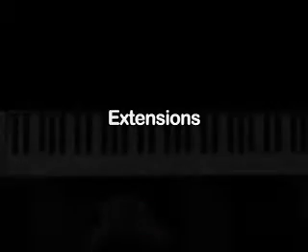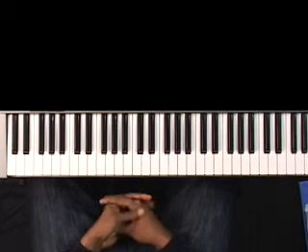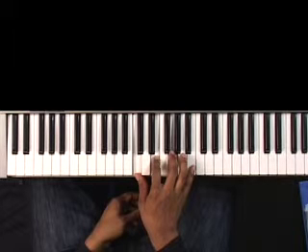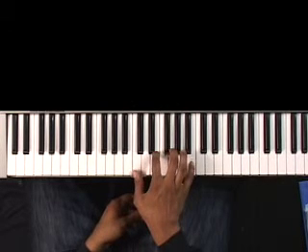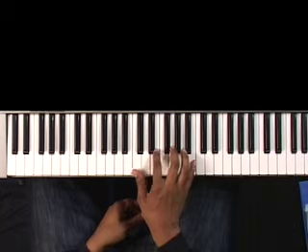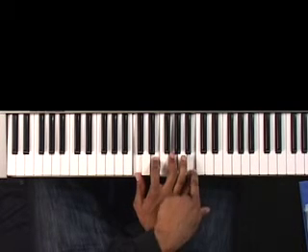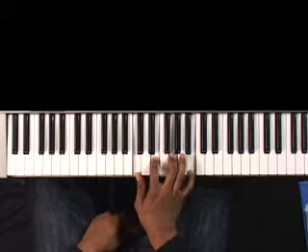Okay, so in this segment, we're going to talk about extensions. Now, basically, we've taken our triad and turned it into some type of seventh chord. Let's just start off with the C major seventh chord. So we've added a B to it, and now it's a C major seventh chord.